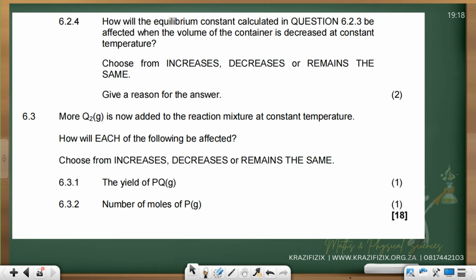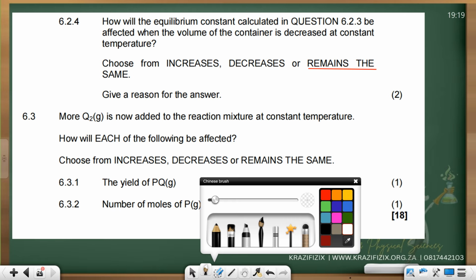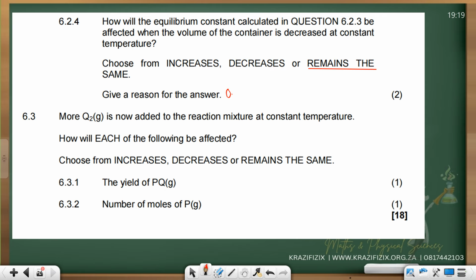How will the equilibrium calculated in question 6.2.3 be affected when the volume is decreased? Remember, we said it's only Kc that is affected by what? Is that fine? Only temperature affects Kc. So what's going to happen to this one? It remains the same. What's going to be your reason? Just mention that only temperature affects Kc.